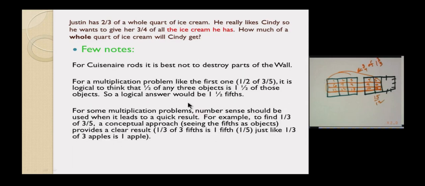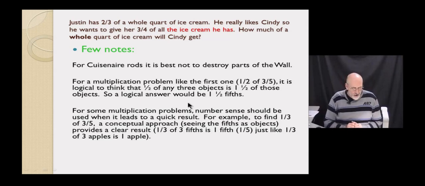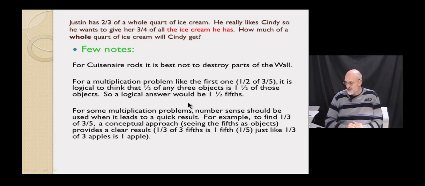We talked about this before, but for Cuisenaire rods, it's better not to destroy the wall, because we need to keep referring back to it to know what the whole looks like and how many little pieces are in the whole. We talked a little bit about the half of 3/5. We could have done half of 3 apples is 1.5 apples. So you could answer 1.5/5, but it's better to go ahead and change that to something you can operate on, an answer that we're a little bit more comfortable with, like 3/10, because 1.5/5 bothers some people.